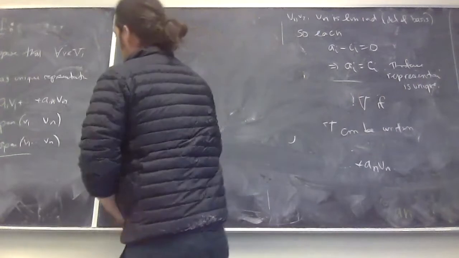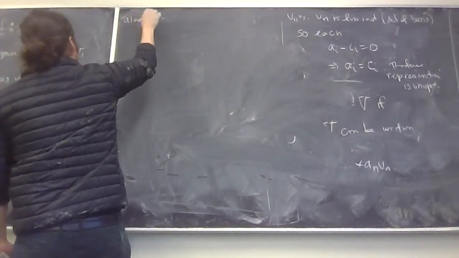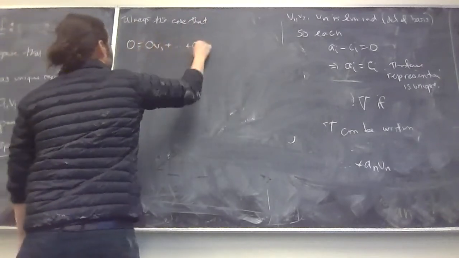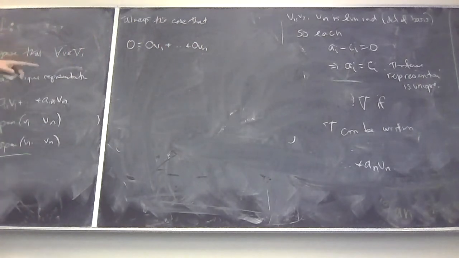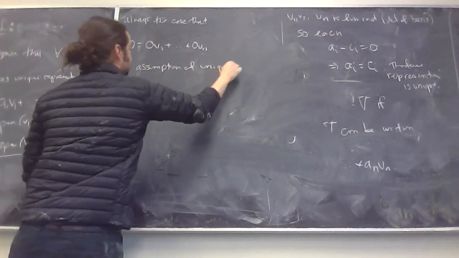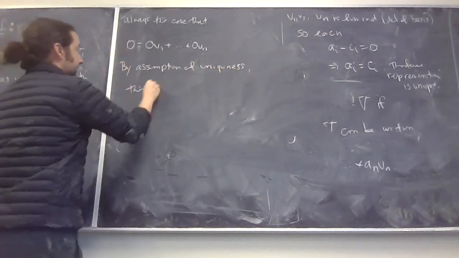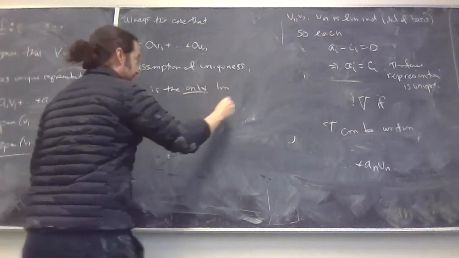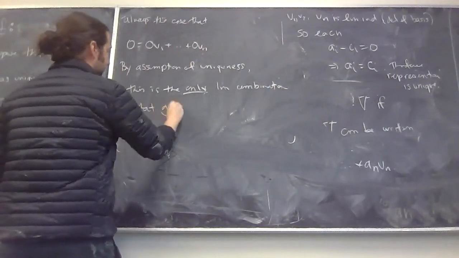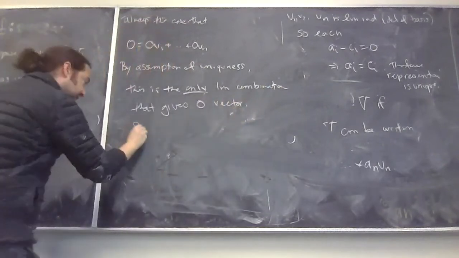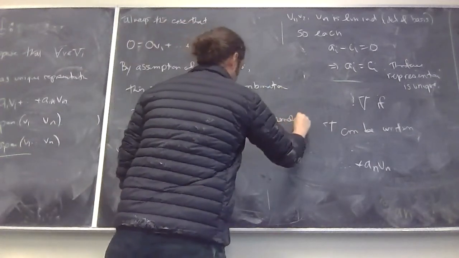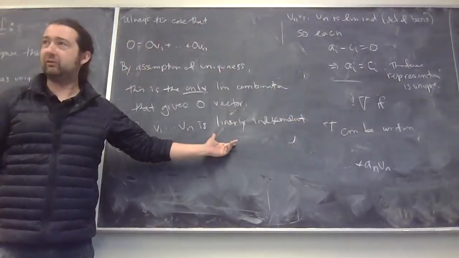The idea for the last part is just to say it's always the case that zero is equal to 0v1 up to 0vn. That's always true. But by assumption of uniqueness, this is the only linear combination that gives the zero vector. And so v1 to vn are linearly independent. Now you don't have to say by the theorem that if you express zero uniquely, it's linearly independent. You can just say that.